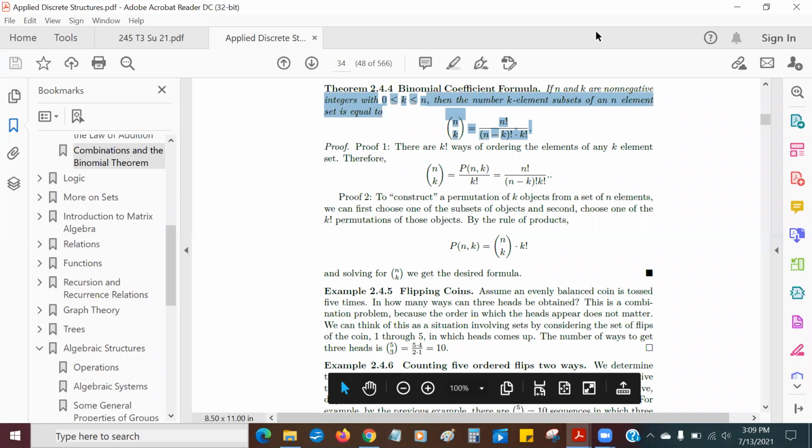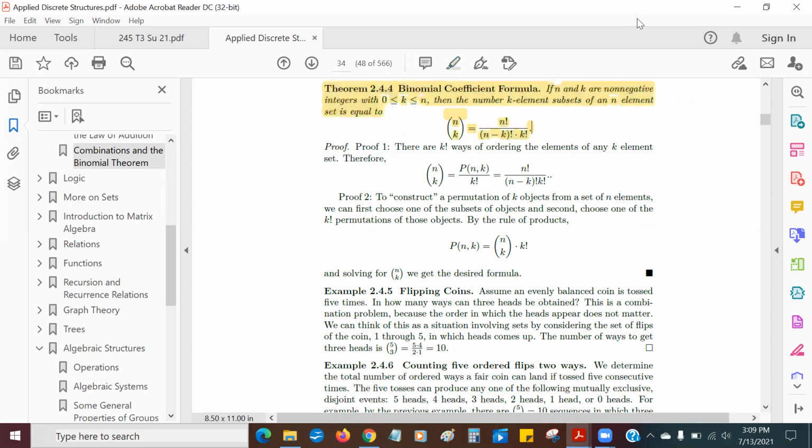So here's the formula, for n and k non-negative. The number of k-element subsets of an n-element set is equal to n factorial over n minus k factorial times k factorial. So really the only difference here is that one little k factorial right there. That k factorial is the only way that this differs from the permutation.